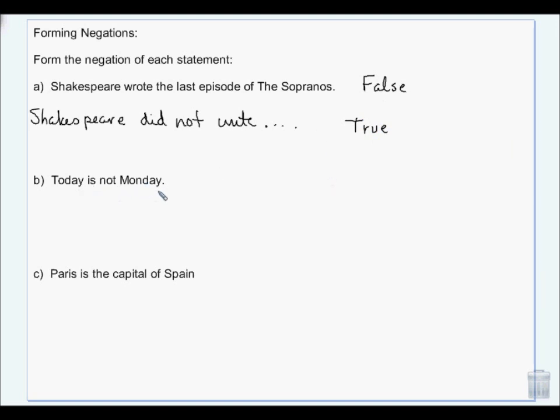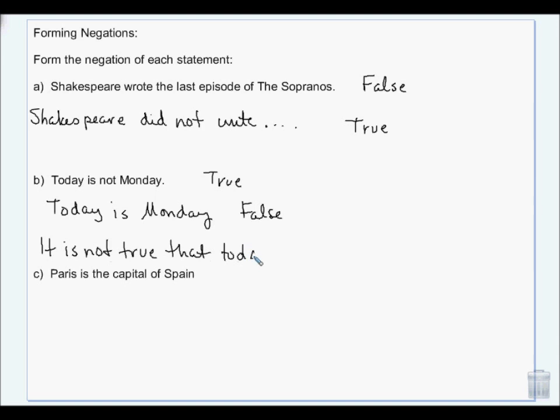Okay, today is not Monday. That is true, but we want to negate it. And see, it already has a not in there. So we can take the not away. Today is Monday, which will be false. Or if you want to be particularly wordy, we can add the word not and say it is not true that today is not Monday. This is obviously not the easiest way to do this. The easiest way to do it is just to take the not away.